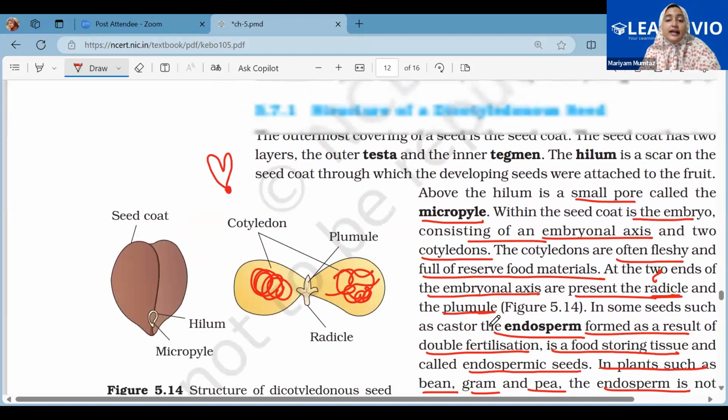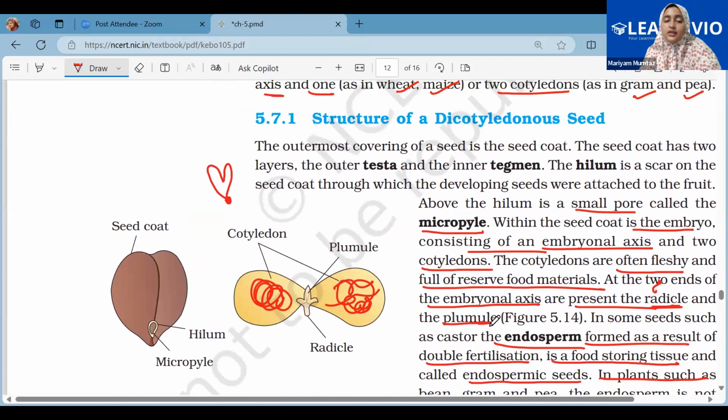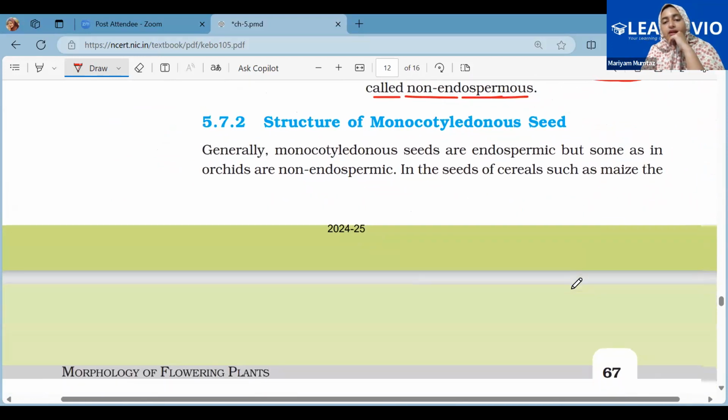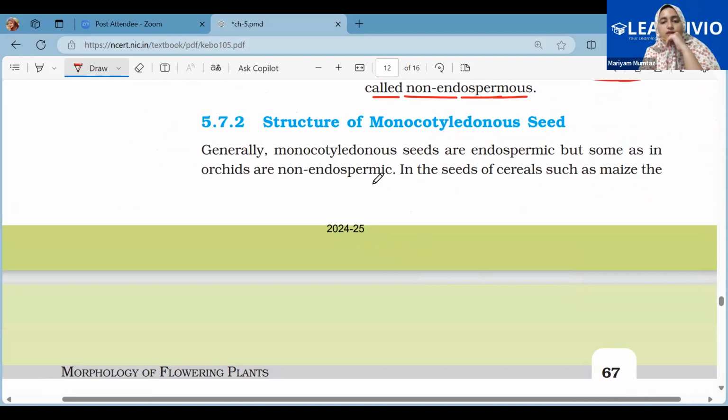So this was for dicot. Don't confuse it with monocot. This is the case just for dicots. Then comes monocots. Generally, monocot seeds are endospermic, but some, as in orchids, are non-endospermic. Most of the monocots are endospermic, but some of them can be non-endospermic also, meaning endosperm will not be present in them.